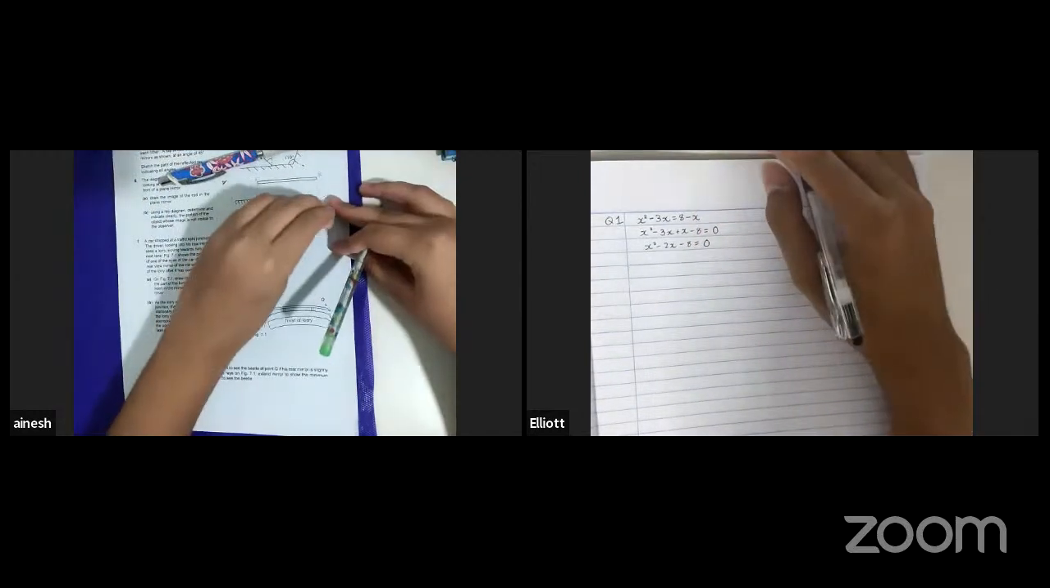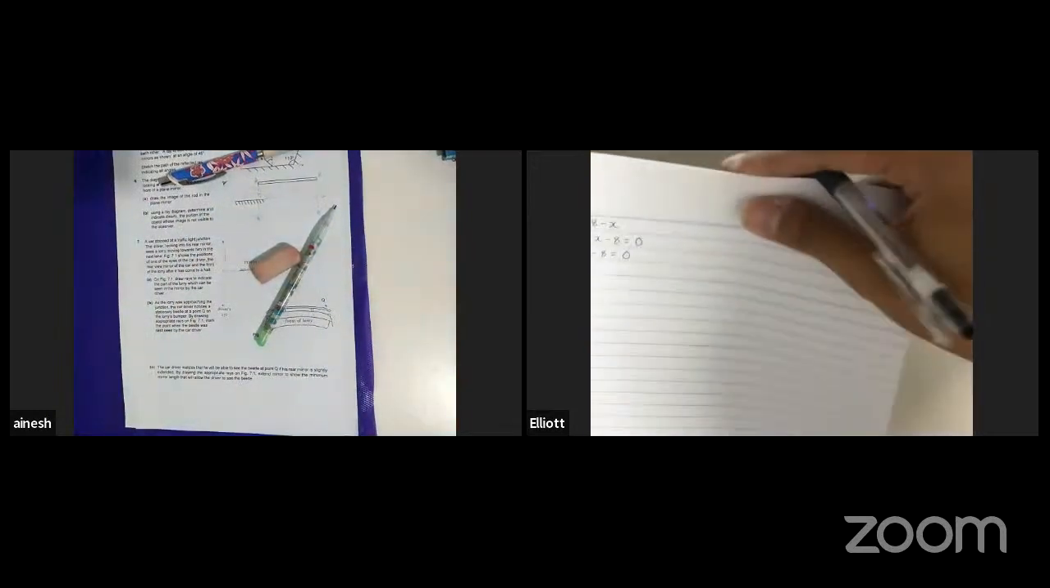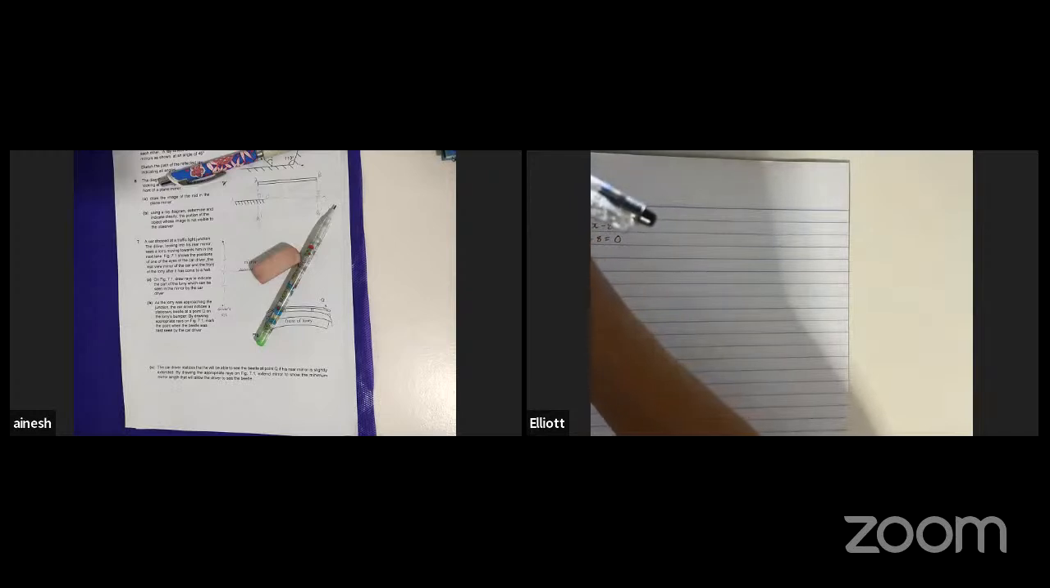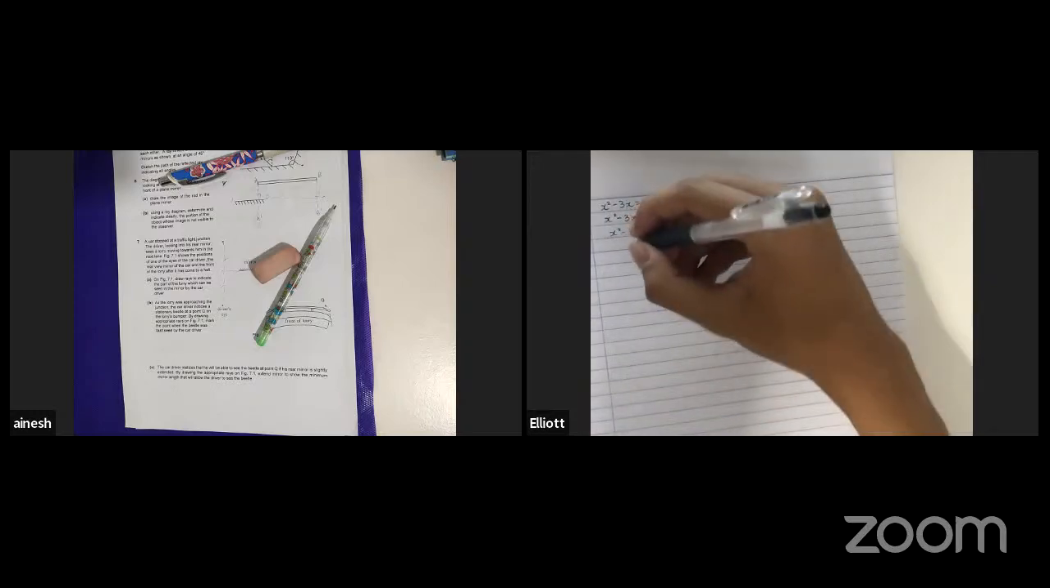Daniel, I can see you. We're very crowded. We'll be using the Jamboard, okay? Waiting for your video. So Ainesh, I've seen that you've done it. So we're going to part B, okay?